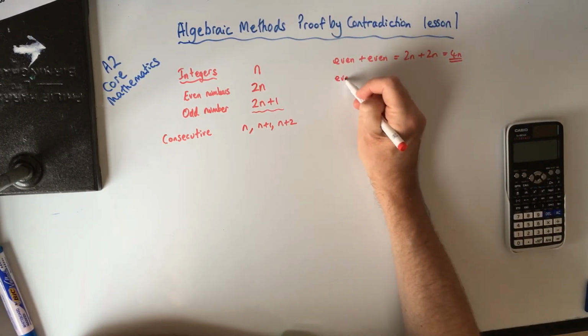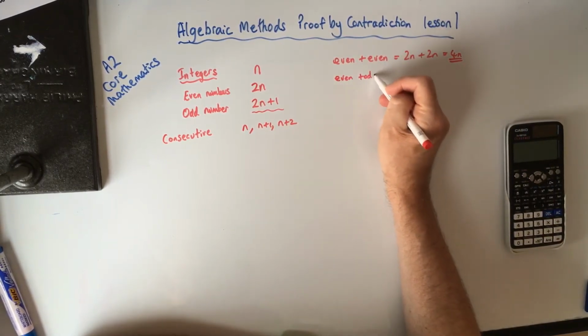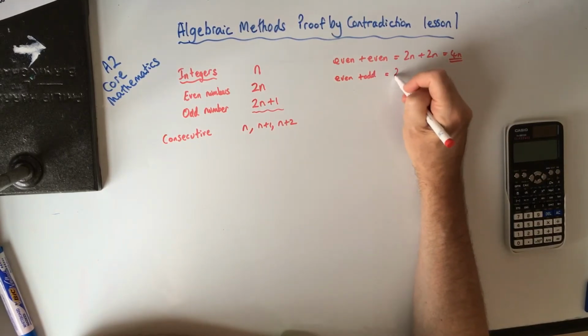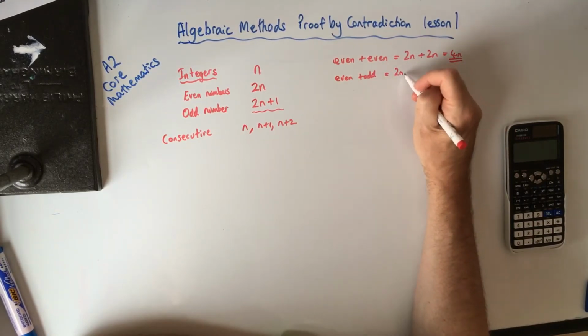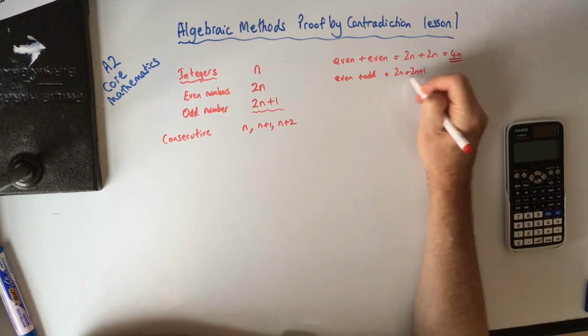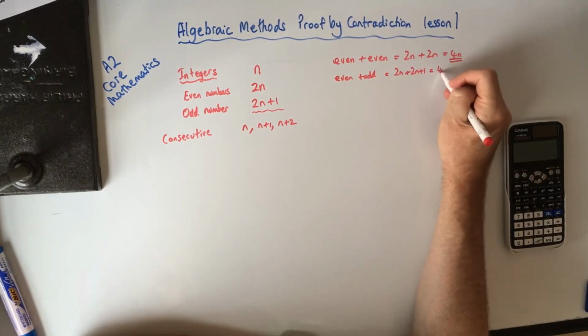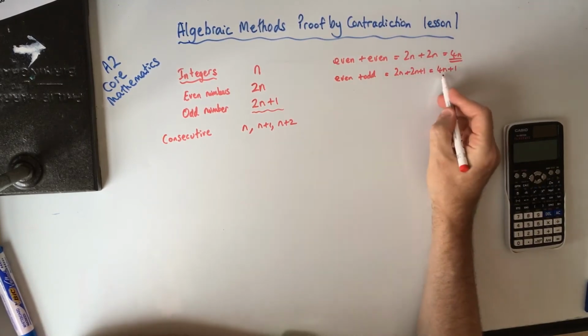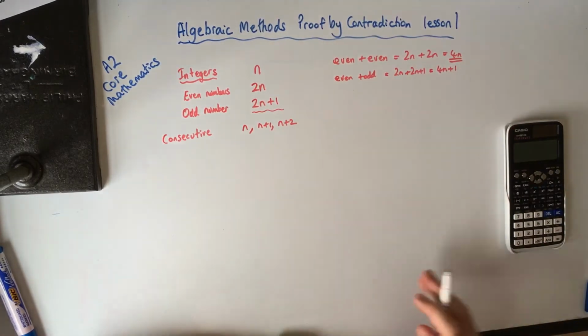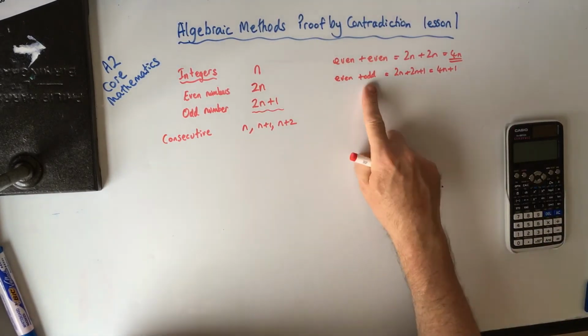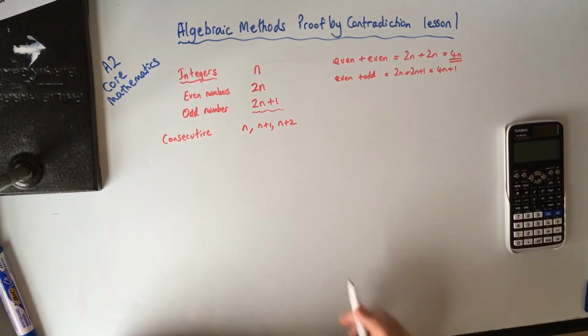And if you did an even plus an odd, it's like going 2n plus 2n plus 1. You've got 4n plus 1. That bit factorises, so that's even plus 1, so an even plus an odd is always going to give you an odd number, because it matches up with this, doesn't it?